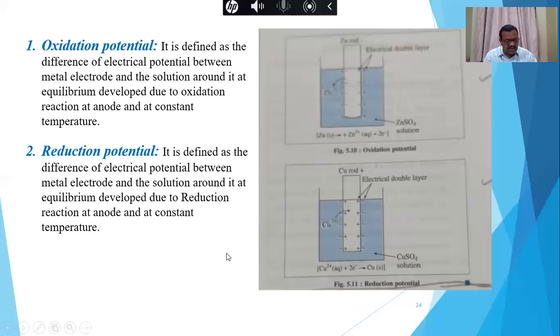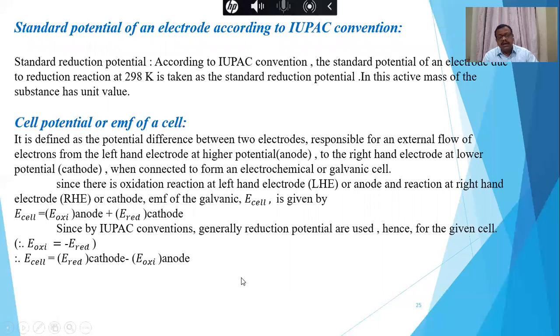Now let us discuss the next point, that is standard potential of an electrode according to IUPAC conventions. As you all know, what is IUPAC? International Union for Pure and Applied Chemistry. It is an official system of convention for determining the standard potential of an electrode. So, standard reduction potential.